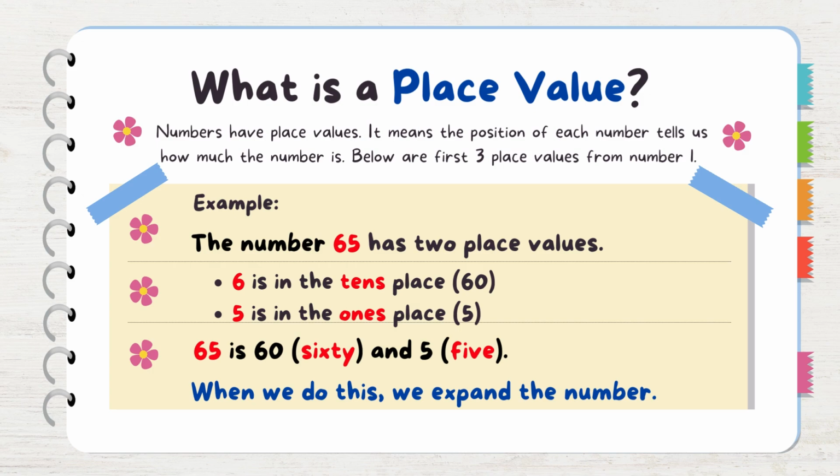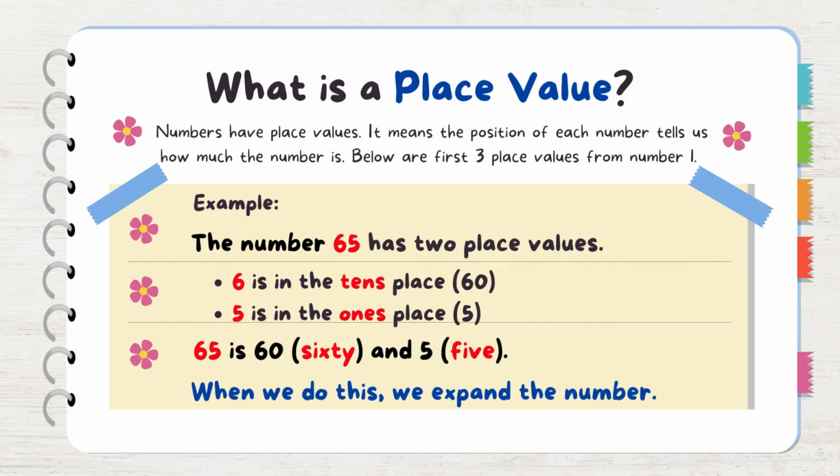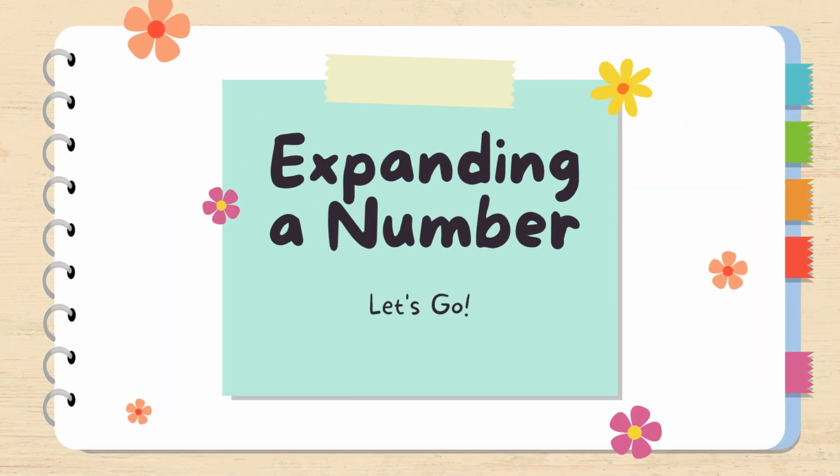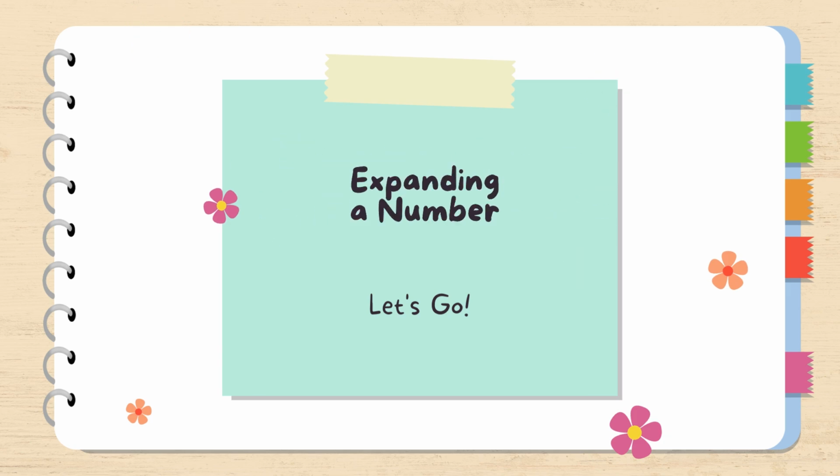For example, the number 65 has two place values. 6 is in the tens place, 5 is in the ones place. So 65 is 60 and 5. When we do this, we try to expand the number. Expanding the number? What does it mean?